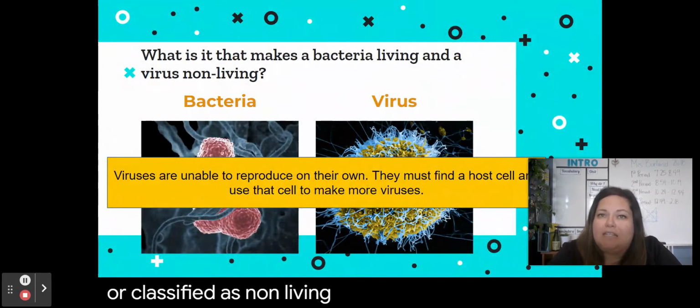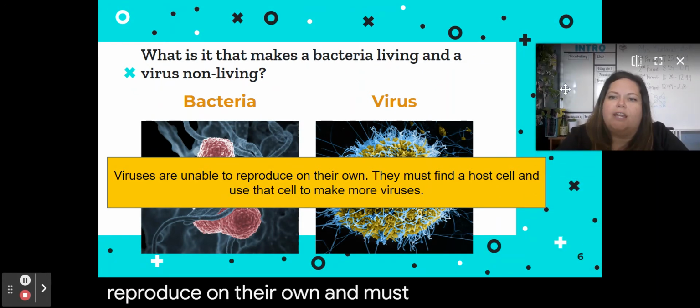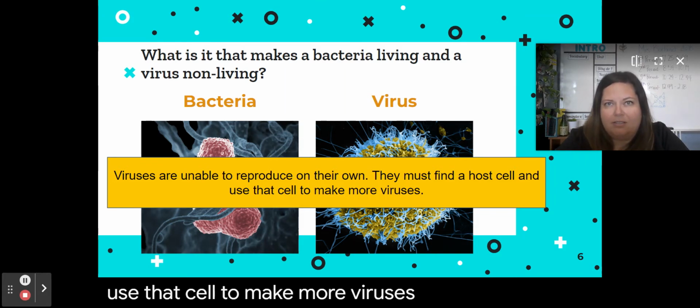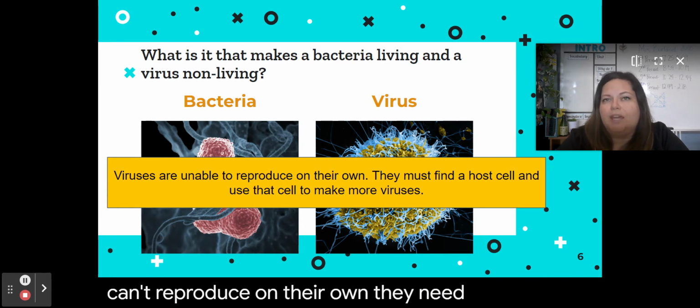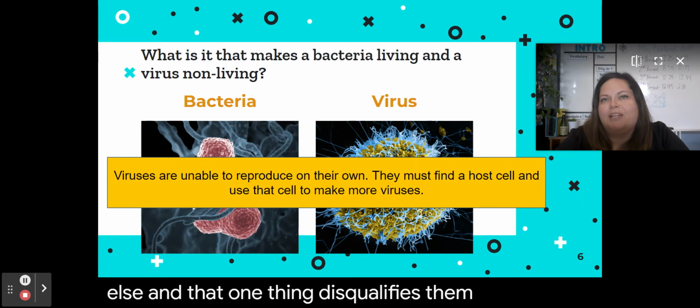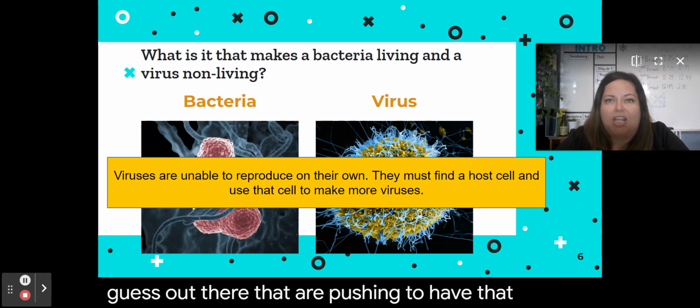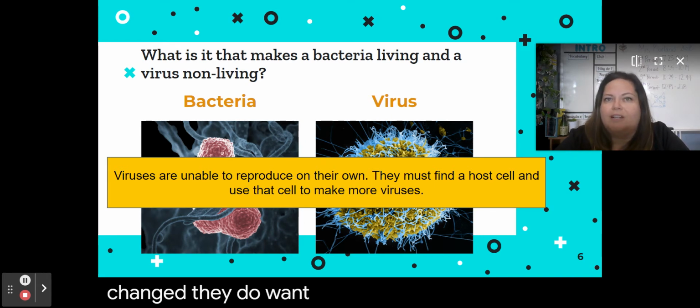The reason is because viruses are unable to reproduce on their own and must find a host cell and use that cell to make more viruses. So viruses can't reproduce on their own. They need something else, and that one thing disqualifies them as being living. I will tell you there are groups of scientists out there that are pushing to have that changed. They do want viruses classified as living things. So we'll see how that goes.